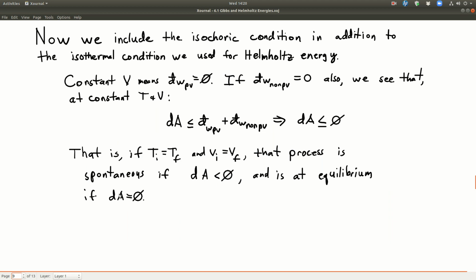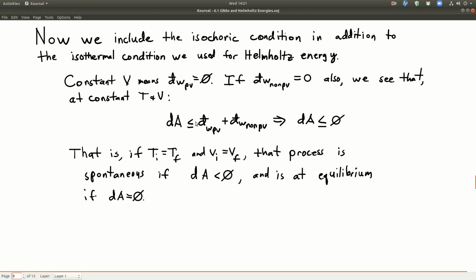Now we're going to include the constant volume condition, isochoric condition, in addition to the isothermal condition. So now this applies if we're at constant volume and constant temperature. Constant volume means that there is no PV work, so d bar W PV is equal to 0. And if d bar W non-PV, the amount of non-PV work, is also 0, then at constant temperature and constant volume, both of these terms are 0.